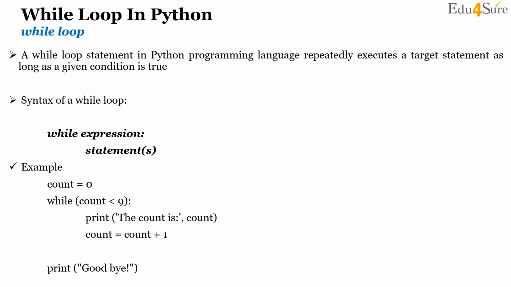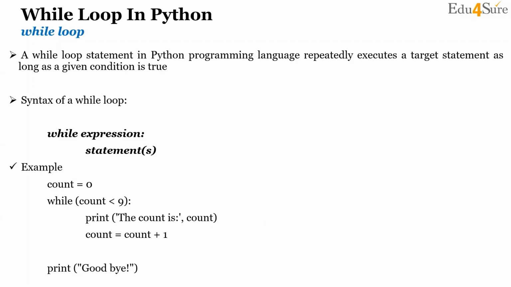For example, we have a variable, say count, which is assigned to be 0. Then we start with the while loop. For while loop, we need to use the while keyword. Then, in parentheses, a conditional expression is given. The conditional expression is count less than 9, which means the condition is going to check for the value of count to be less than 9, followed by a colon. Then the conditional statement, if evaluated to be true, the following code statements are executed.